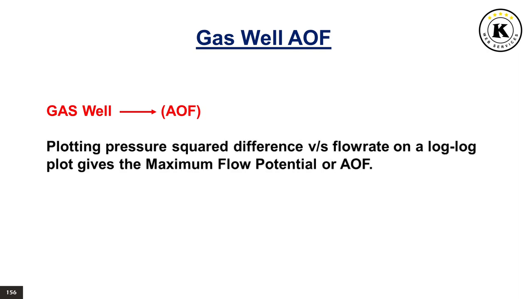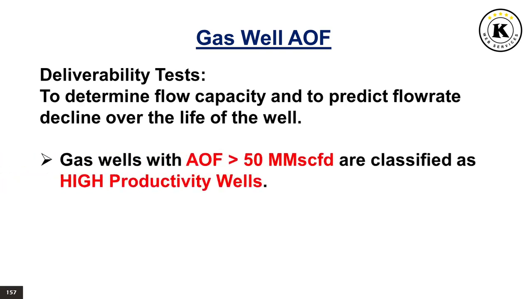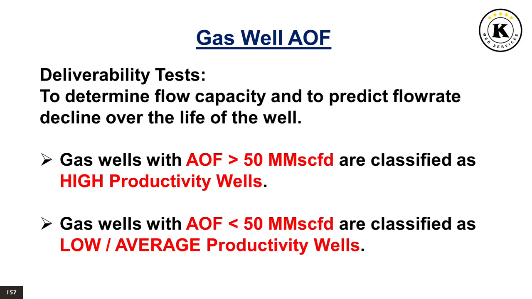Gas well, AOF. In the case of a gas well, the maximum flow potential, or absolute open flow, AOF, is obtained by plotting the pressure squared difference versus the production rate on a log-log plot. Deliverability tests are done to determine flow capacity and to predict flow rate decline over the life of a well. Gas wells with AOF greater than 50 million standard cubic feet per day are classified as high productivity wells. Gas wells with AOF less than 50 million standard cubic feet per day are classified as low or average productivity wells.